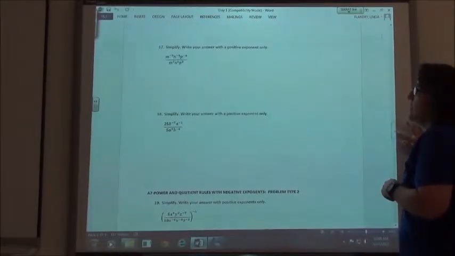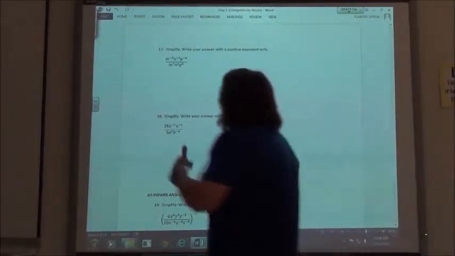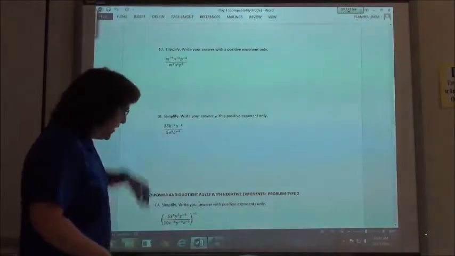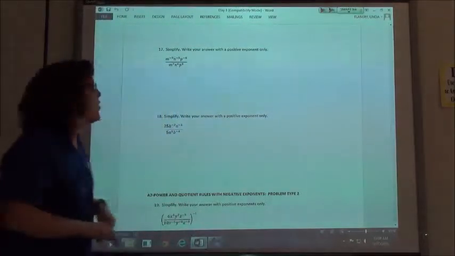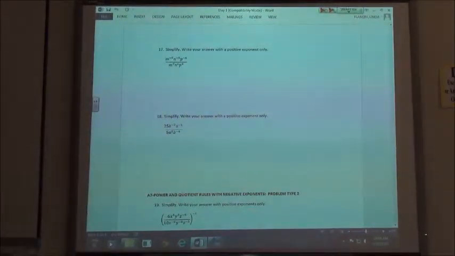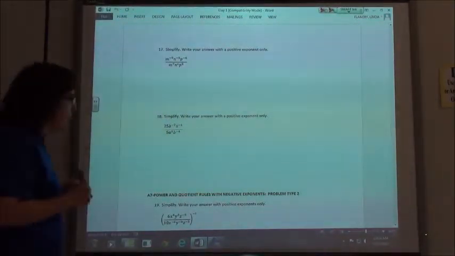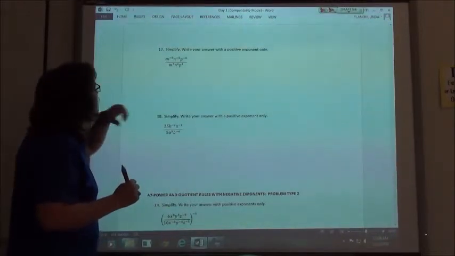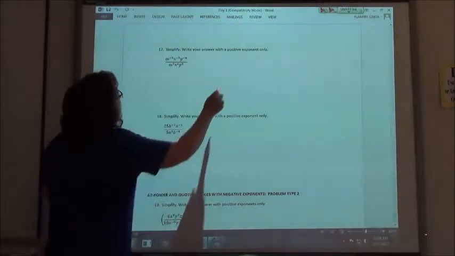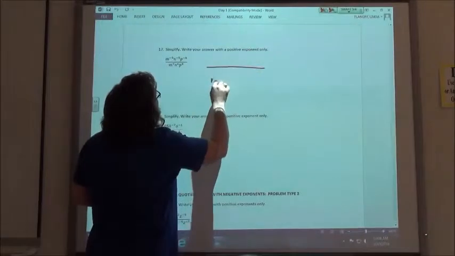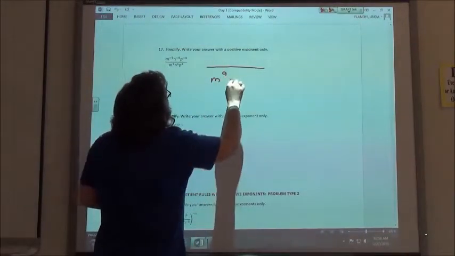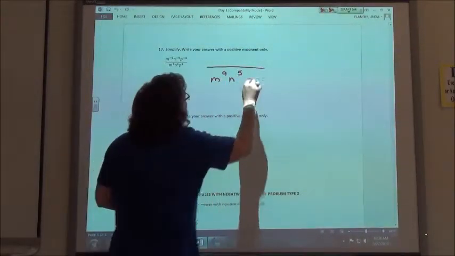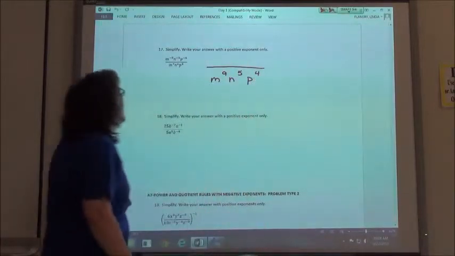Number 17 then, same kind of thing. Again, you could subtract your exponents on all of them. It does work. I just like to make my exponents positive first, just as a general rule. It makes things a little bit easier. And so on this one, I'm going to move the m to the 9th to the bottom, the n to the 5th to the bottom, the p to the 4th to the bottom.